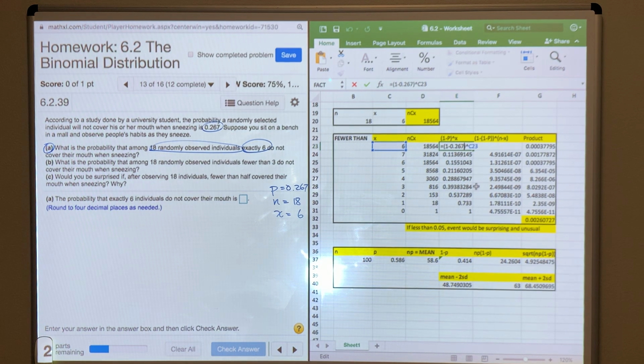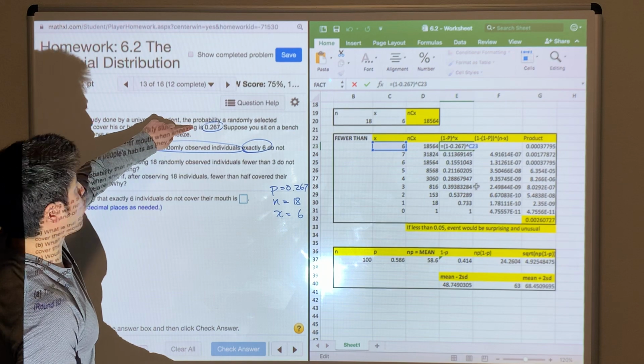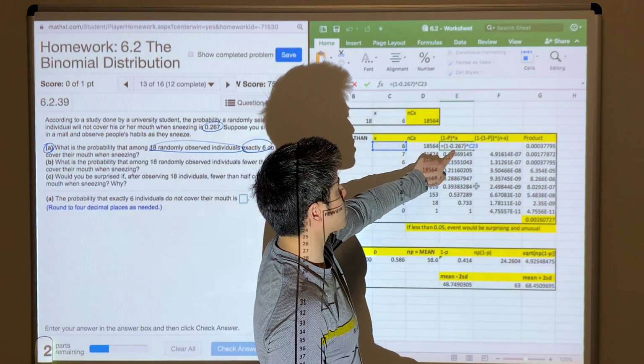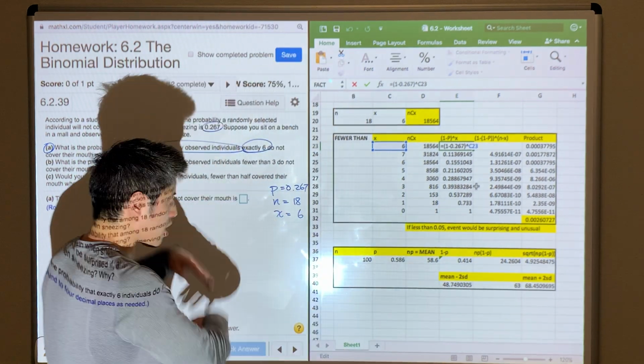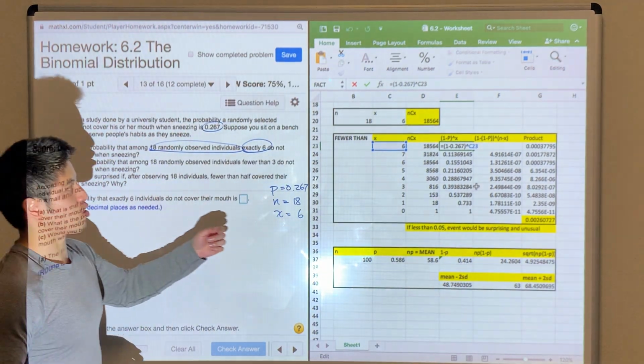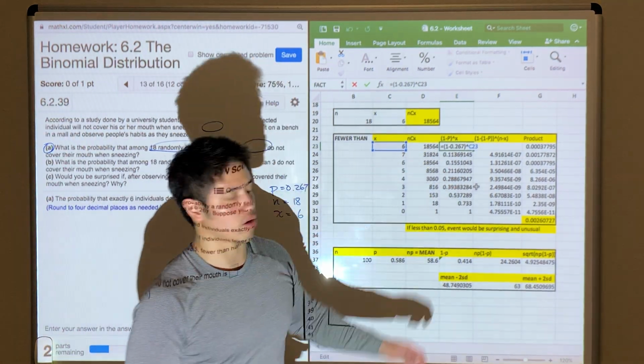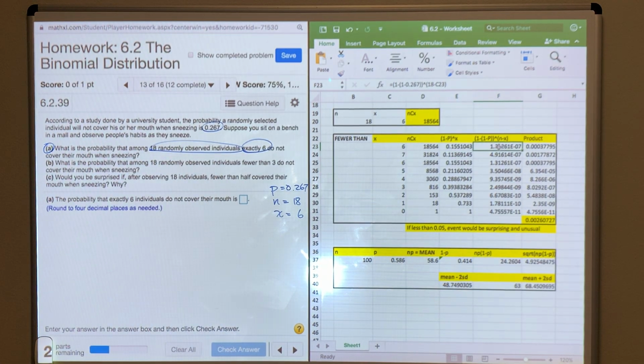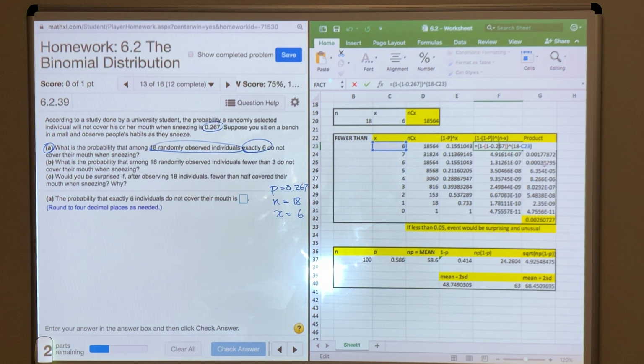What's my probability? 0.267. So my probability in my problem is 0.267. Yours might be different, but there's the calculation. 1 minus 0.267, just like we've been doing, to the power of whatever your X value is. There it is. Okay? And then finally, the last part, 1 minus, and here's where it gets tricky.